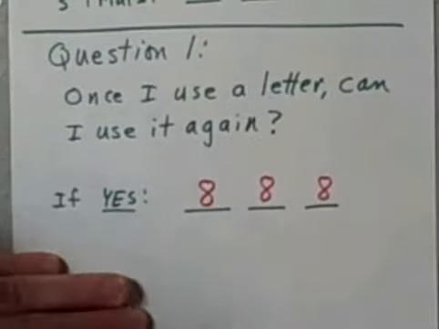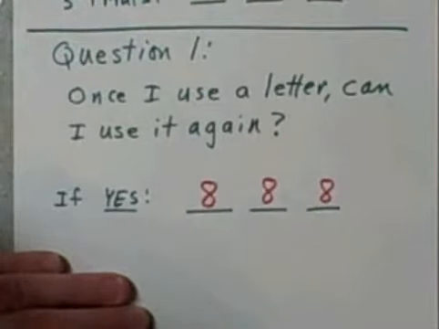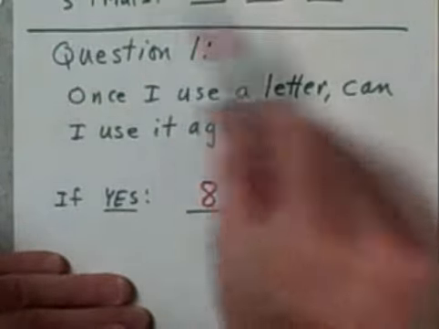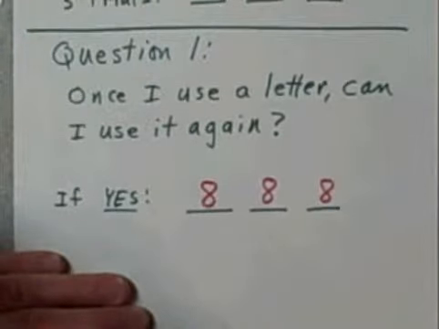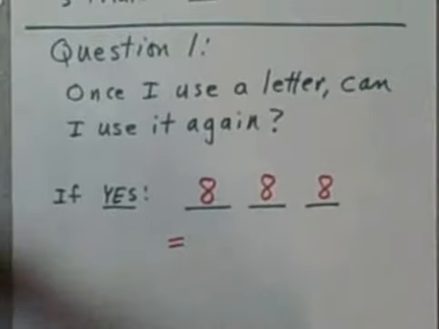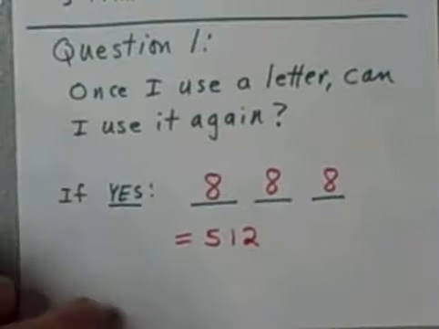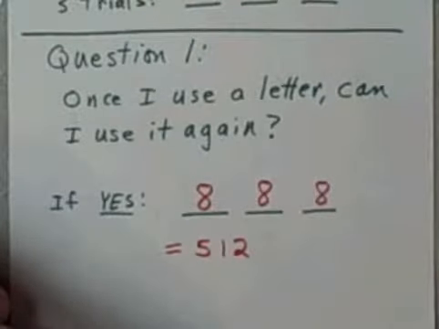So there are a total of 8 times 8 times 8 different possible arrangements of the 8 letters listed up there. And I think 8 times 8 times 8 is, we'll use our calculator and we'll see what it says. 8 times 8 times 8 is 512. There are 512 different ways I can select 3 of these 8 letters.